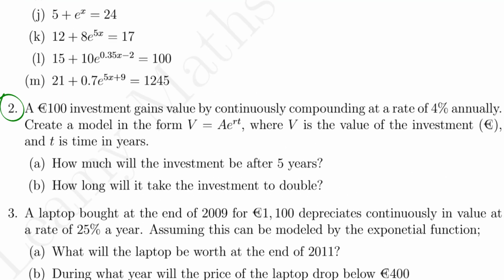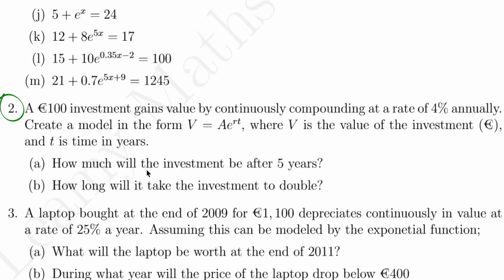This is a fairly straightforward, very easy introductory question. A €100 investment gains value by continuously compounding at a rate of 4% annually. Create a model in the form V equals Ae to the rt, where V is the value of the investment in euros and t is the time in years. Now we've kind of got two questions. How much will the investment be worth after 5 years? And the second question, how long will it take the investment to double?